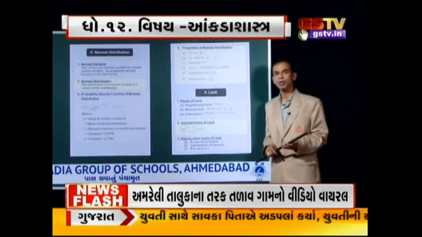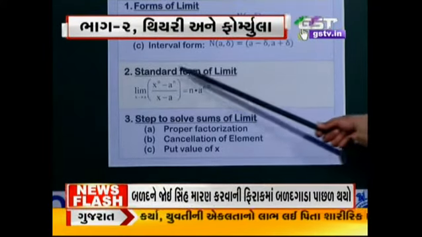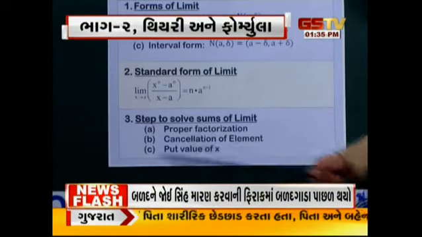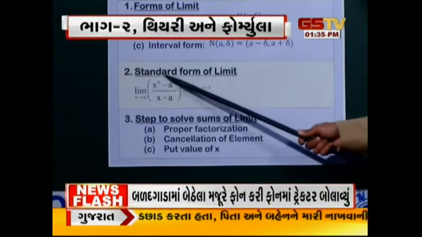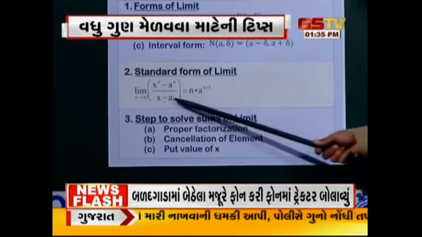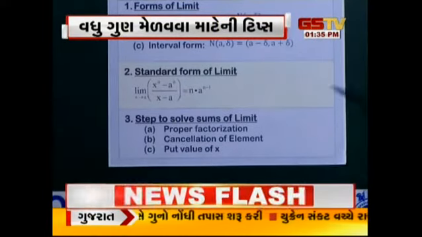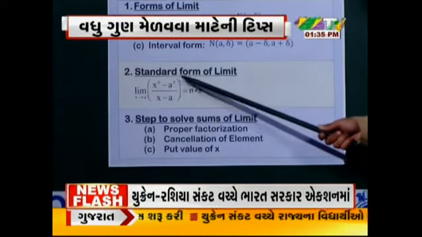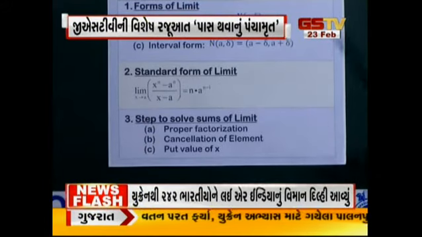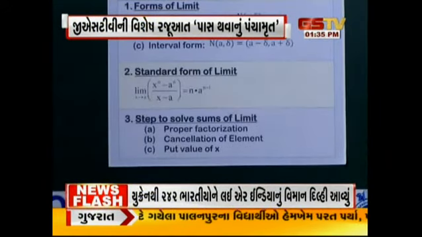While solving a sum of limit, we have to use this standard form. If the sum of limit is given in this form, limit x tends to a, in bracket x raised to n minus a raised to n upon x minus a, then to find the solution, we have to just make a derivative of a raised to n, and the derivative is n a raised to n minus 1. So this is called a standard form of limit.